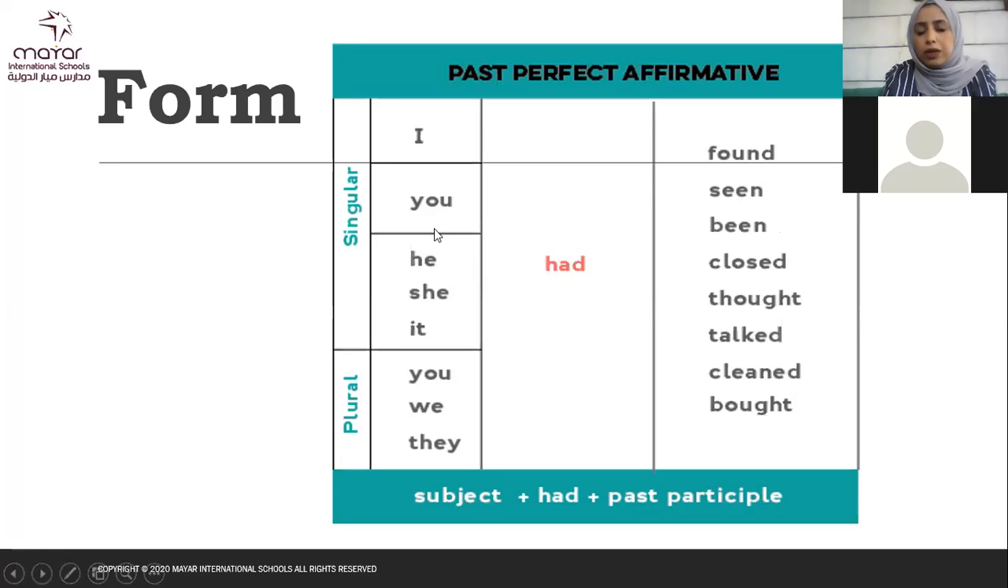So one example might be, you had found, he had been, we had talked, okay? And regarding the verb 3, the same thing applies when you talk about regular and irregular. So the final thing is the subject using the had, the past participle, or the verb 3 of the tense.